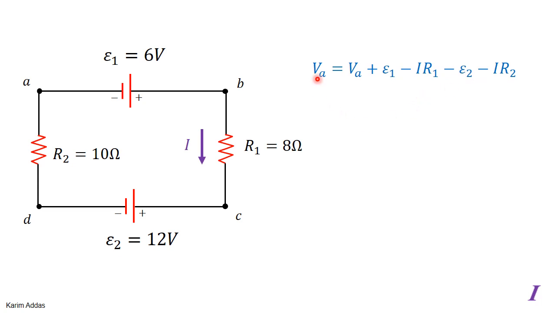So the potential at A is the potential at A plus this, minus this, minus this, minus this. You get back to the potential at A. And then VA cancels with the VA, and you get the same equation we got before. This is a quicker way to make the loop equation.